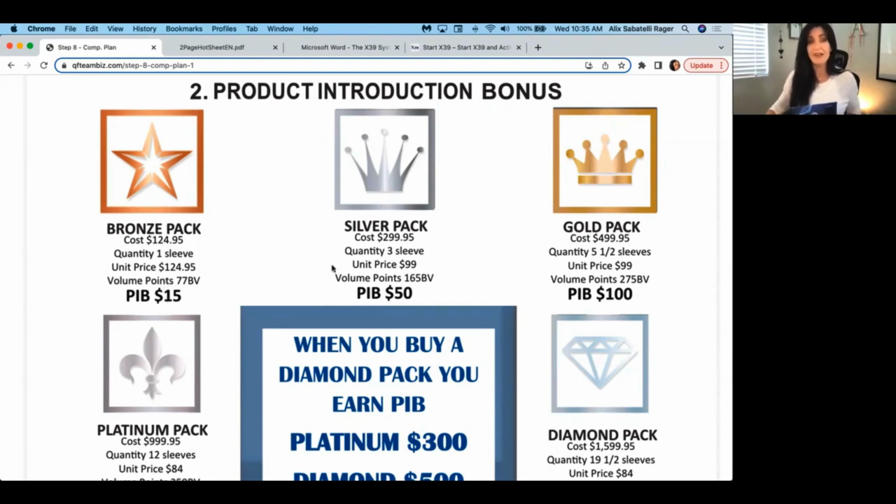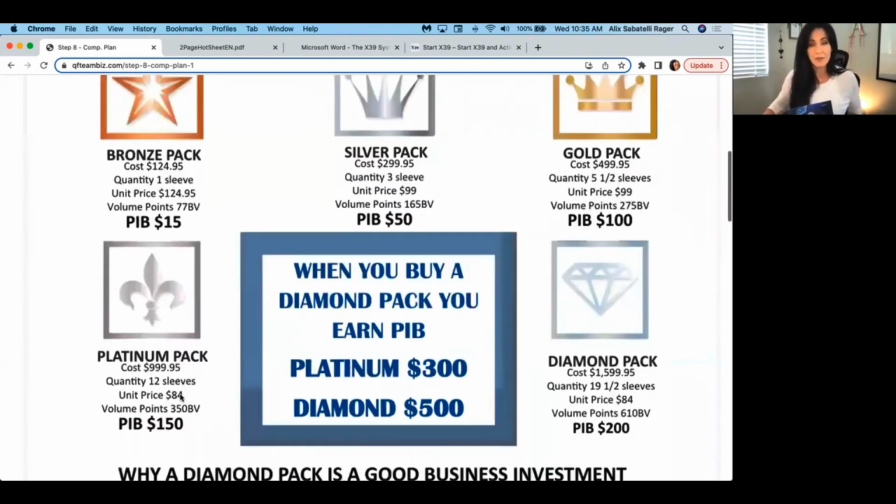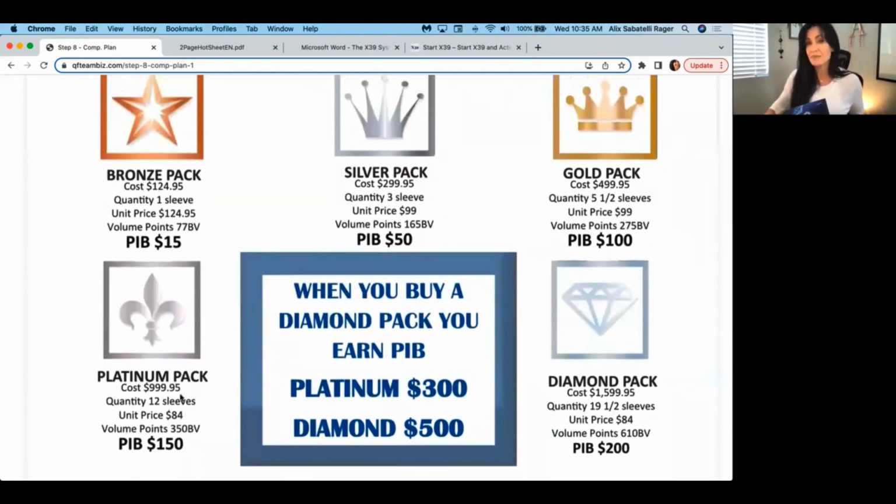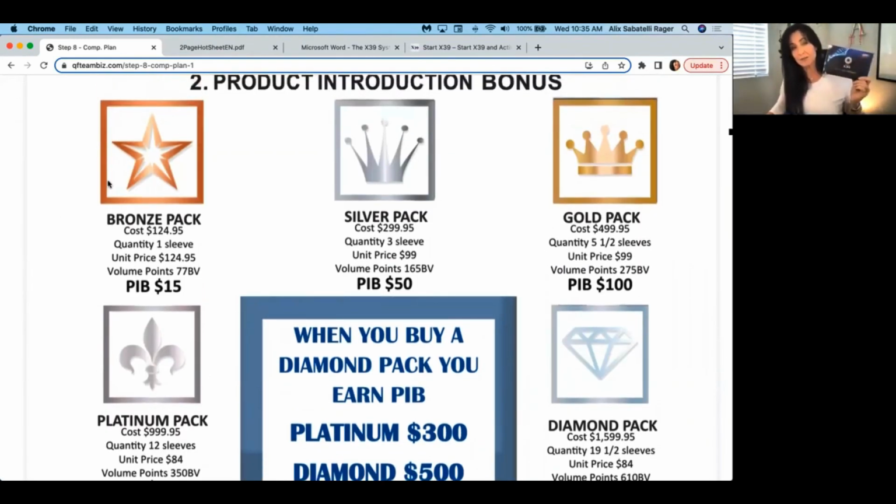$15 for the bronze pack, $50 for the silver, $100 for the gold. Let me scroll down a little bit here, $150 for the platinum, and $200 for the diamond. Now these numbers can change, because if somebody comes in with the bronze pack and then decides to upgrade to the silver pack, what you're going to be earning is the difference between what the silver pack pays and what you've already been paid for the bronze.